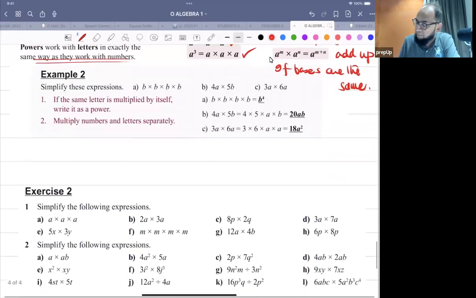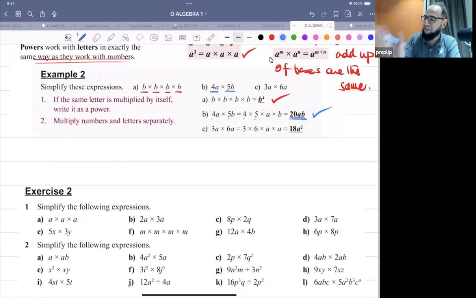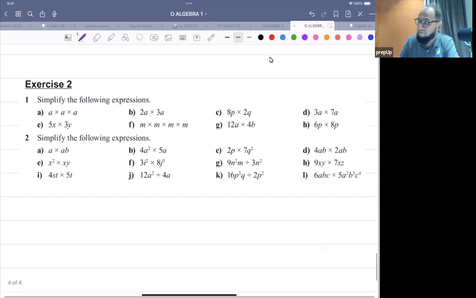For example, simplify these expressions. There is b, so this is b raised to power of 4. Then the next one, 4a into 5b. So 4 and 5 becomes 20. And ab becomes ab, so this is 20ab because a was different, b was different, 5 and 4 were numbers. And the last one, that is 3a into 6a. So 3 into 6 becomes 18, a into a becomes a square, that is 18a square. Again, something very, very basic.